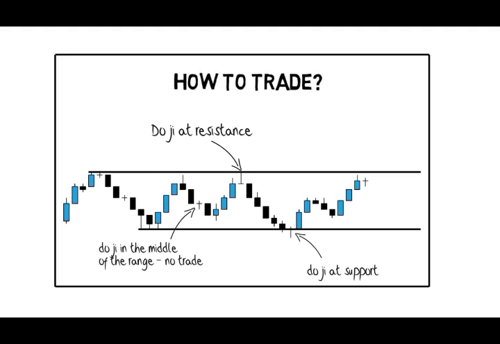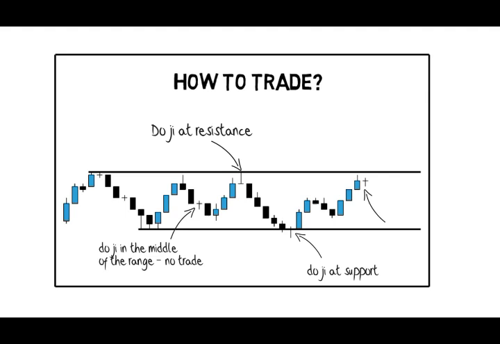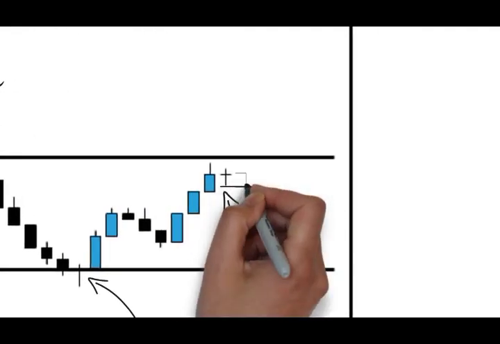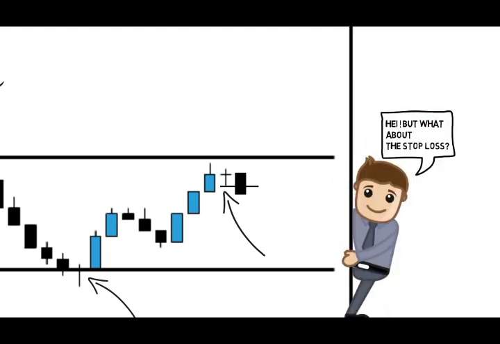A doji has appeared at resistance. Remember, doji is a neutral signal, so don't jump in the market straight away. Instead, let the market come to you. Wait for a close below the doji's low and only then open your short positions.